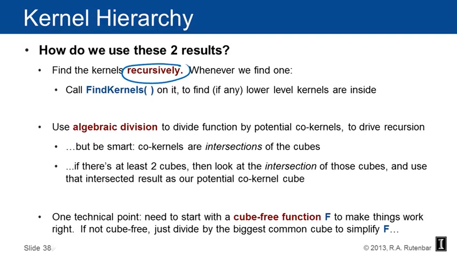And whenever we find one, we will call our find kernels algorithm on it to see if there's any lower level kernels inside. And we're going to use algebraic division to divide the function by potential co-kernels to drive the recursion. But we're going to be smart, and so we're just going to organize the computation to look only at the intersections of the cubes. And if there's at least two cubes, we'll look at the intersections of those cubes, and we'll use that intersected result as our potential co-kernel. And one technical point is that we're supposed to start this with a cube-free function f to make things work out nice. If it's not cube-free, you should just go find the biggest common cube in the function and cross it out, and then start.